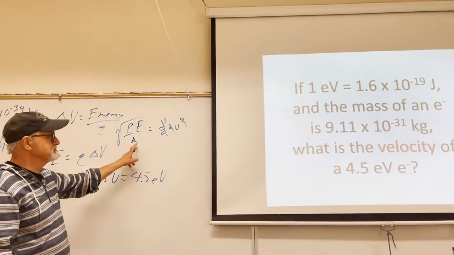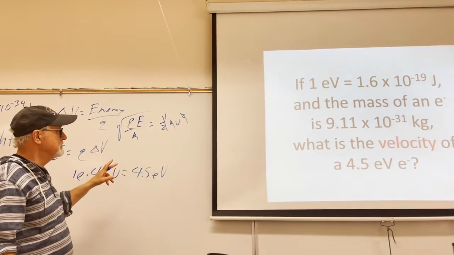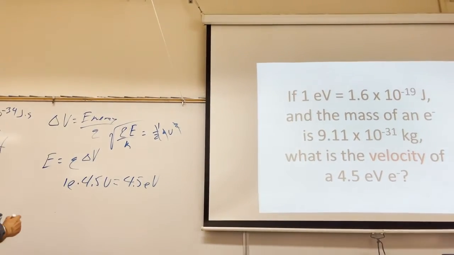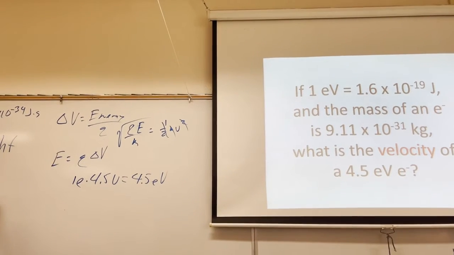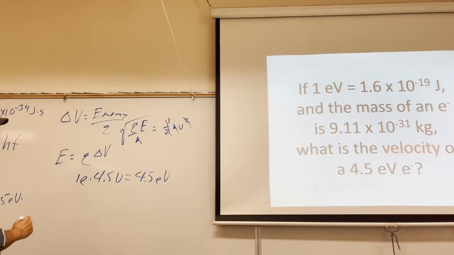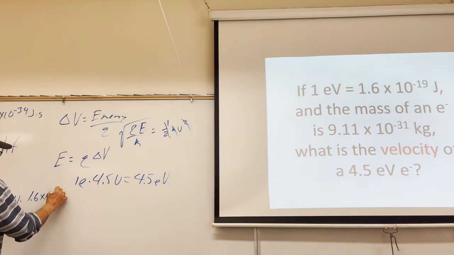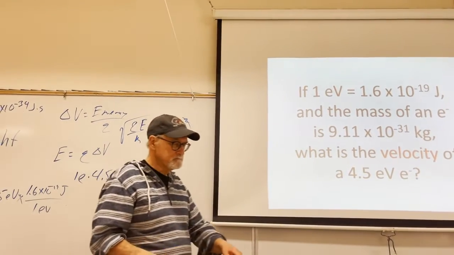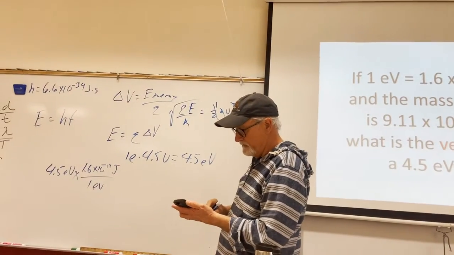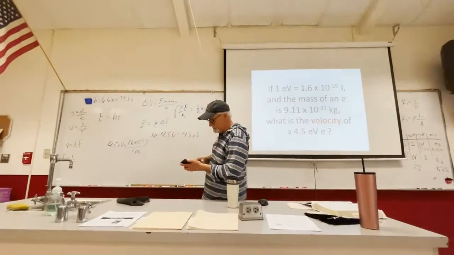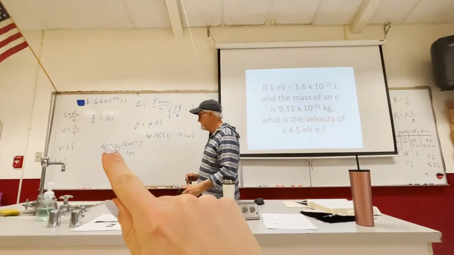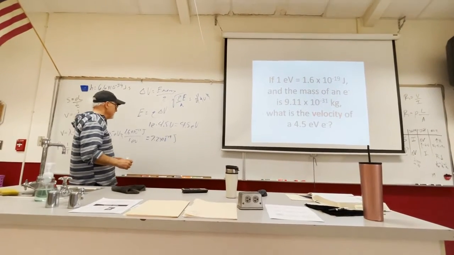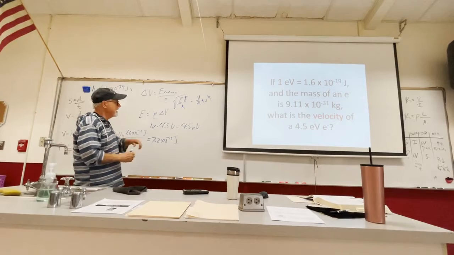But we have to go from electron volts to joules, and then we'll have the kilograms. So electron volts to joules: we have 4.5 electron volts times 1.6 times 10 to the negative 19 joules, which is 1 electron volt. 4.5 times 1.6 is 7.2, so 7.2 times 10 to the negative 19 joules. So 4.5 electron volts is this many joules, and we have to use that here.